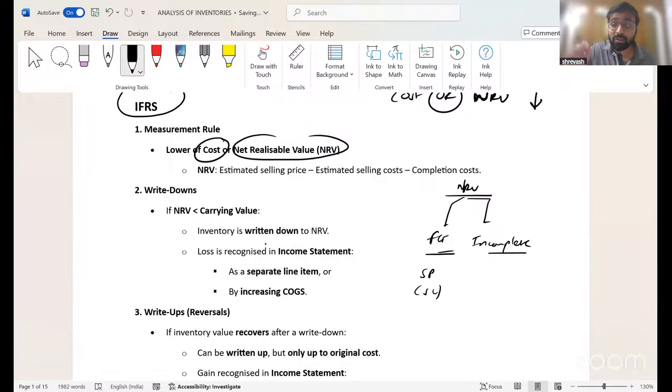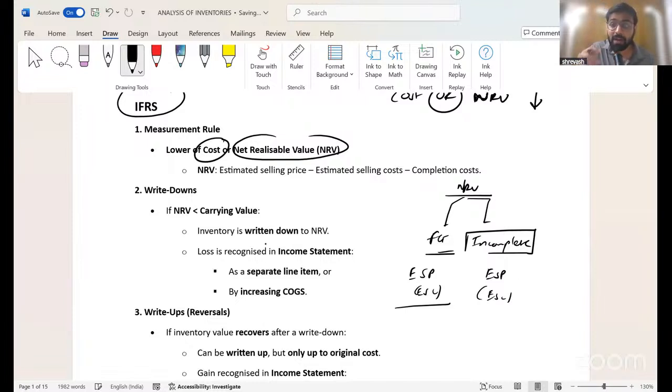But the point is, have I sold it yet? No. So I will have to estimate both. I will have to find out my estimated selling price and estimated selling cost in order to arrive at NRV. Sir, but what if the goods are incomplete? What do I do? In that case, I take estimated selling price minus the estimated selling cost.